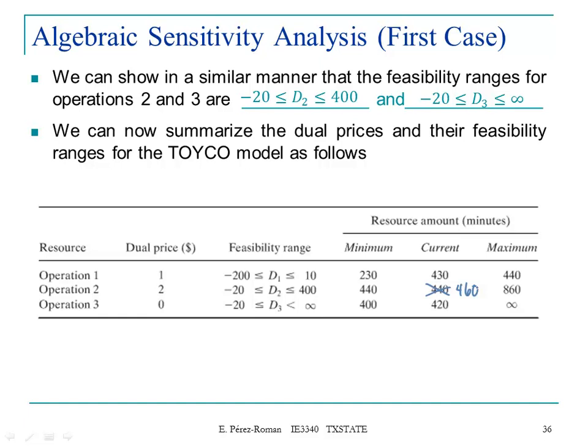That will not affect your solution because the dual price is zero. So, independently of how many hours you put into your third operation, since the dual price is zero, it will not change your optimal solution.